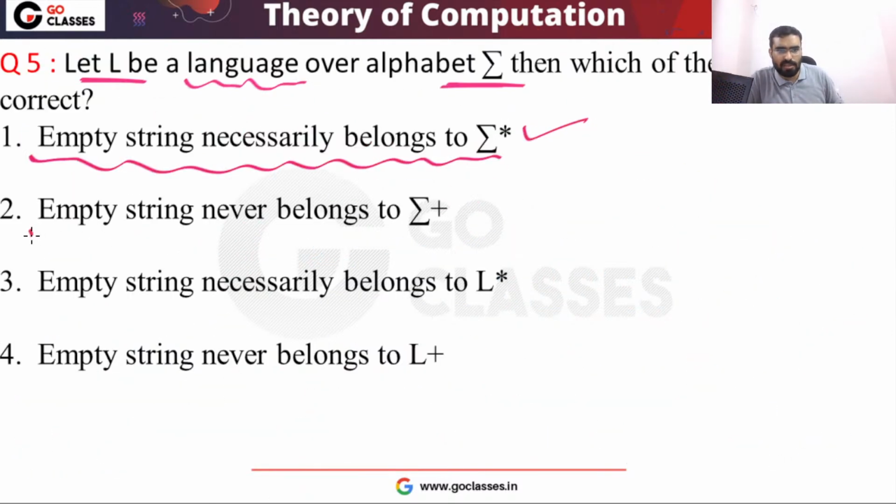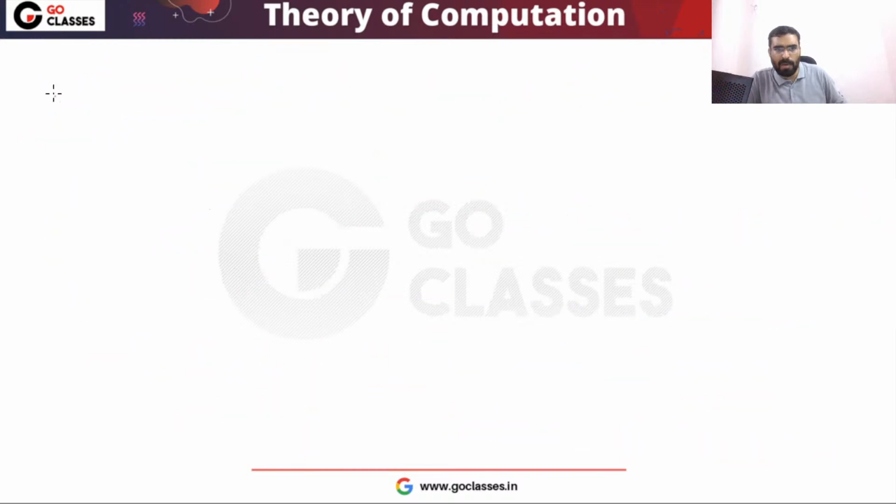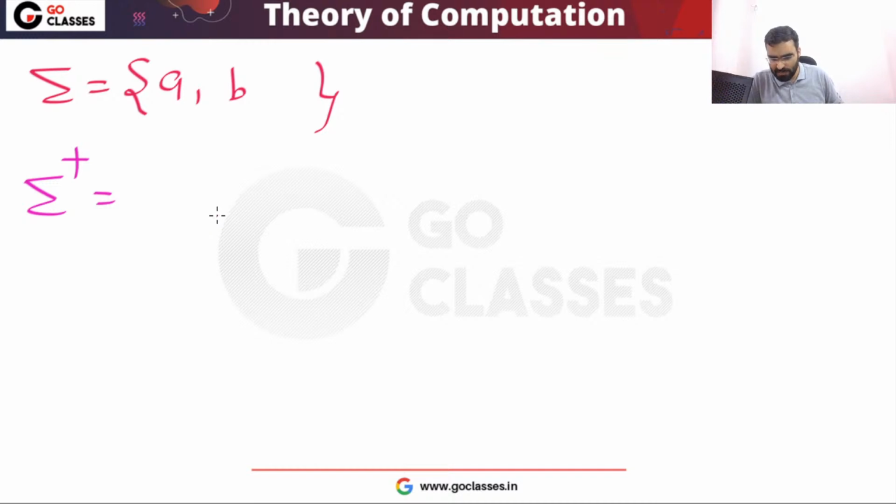What is the second question? Empty string never belongs to sigma plus. This statement is also correct, because the empty string can never belong to sigma plus. Whatever sigma you take, there is no empty string here. For example, you have AB. Now you can notice what sigma plus will be. Sigma plus is the set of all non-empty strings.